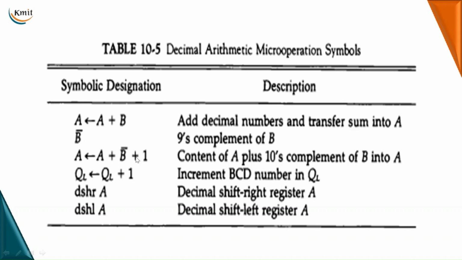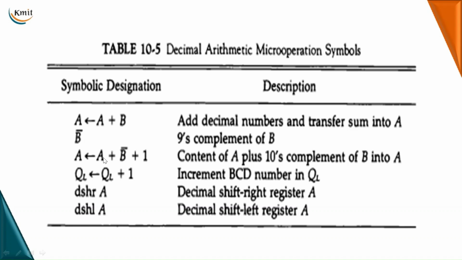In this operation, the contents of A will be added to the tens complement of B. B complement plus 1 in sign magnitude is the 2's complement. But in BCD operations, B complement plus 1 is the tens complement, where B complement is the nines complement. So in sign magnitude, B complement means the one's complement and B complement plus 1 means the 2's complement, but in BCD operations, B complement is the nines complement, and B complement plus 1 is the tens complement.